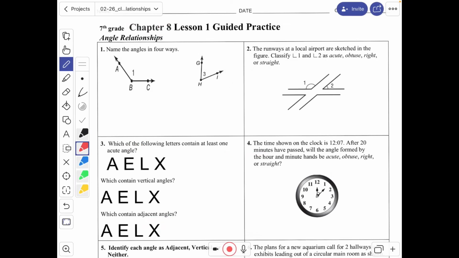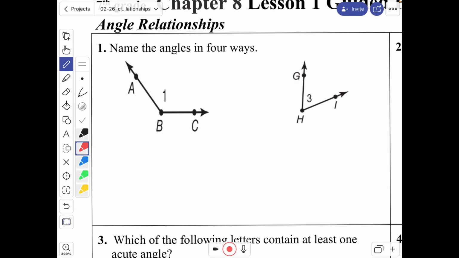Let's look at some examples on the guided practice. The first one says to name the angles in 4 ways. So that would be angle 1 and angle ABC or angle CBA. Or since there's not but 2 rays, we could also call it angle B. Notice that the vertex B is in the middle every time.